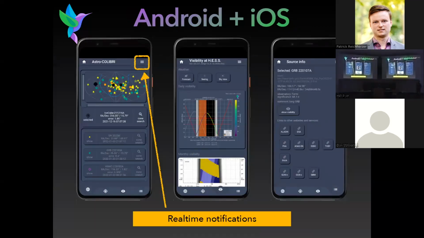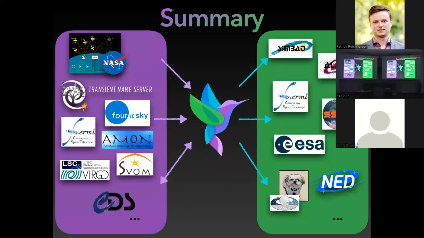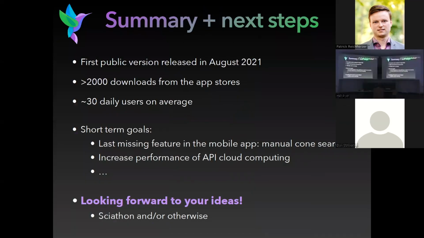And again, the same thing, exactly the same features are available on your smartphone, and I guess you realized all of that, so you get the same buttons and the same features, plus these real-time notifications that you can switch on and off. And I stop here. So Patrick already mentioned that we had this first version released in August. Currently we have more than 2,000 downloads. On average, we see like 30 daily users.